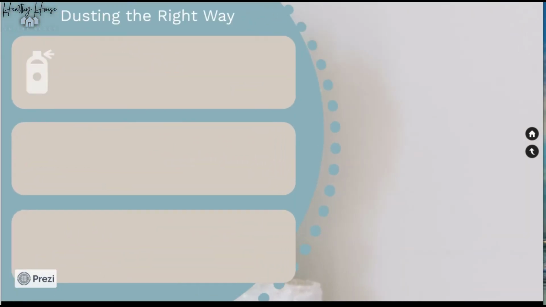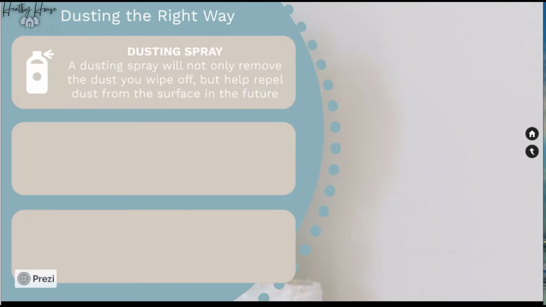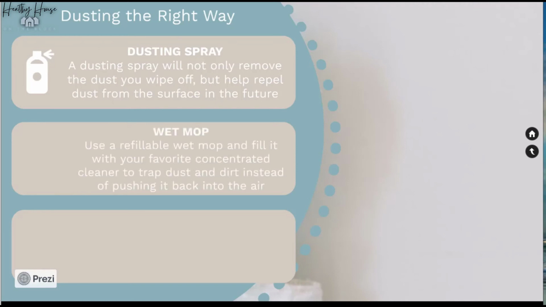And then let's talk about dusting the right way. I think a lot of times we just push dust around and it can become problematic. So first, use a dusting spray. I'm going to share my recipe here in a second, but it will not only help remove the dust, it'll also help repel dust from that surface.